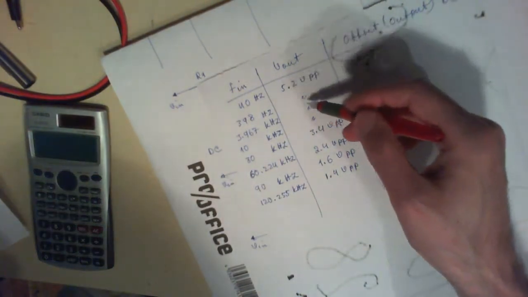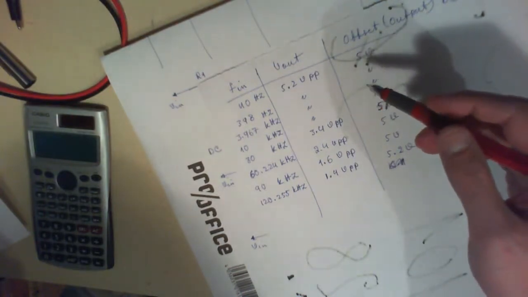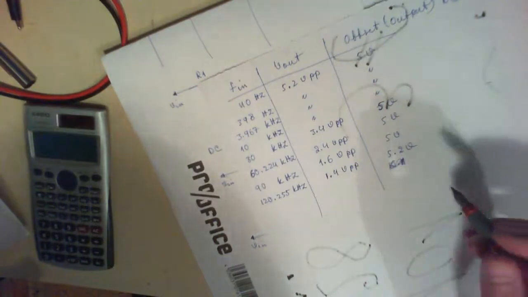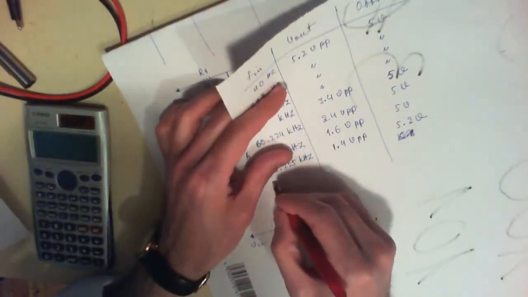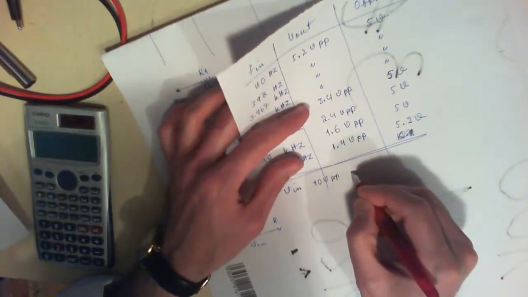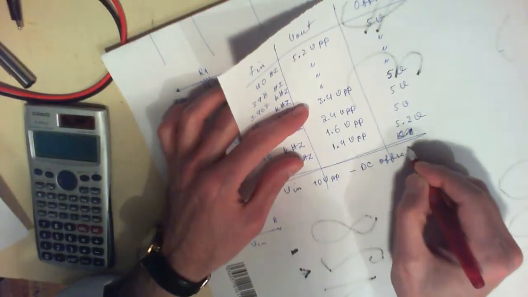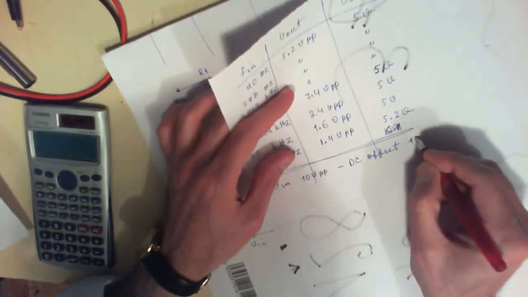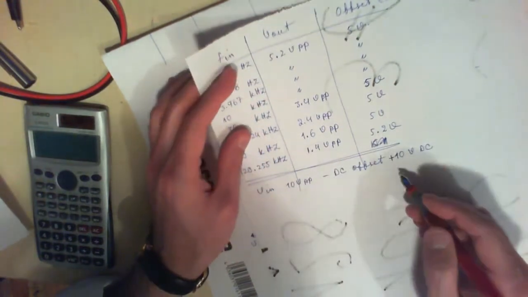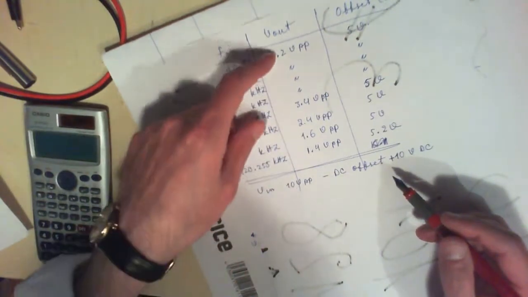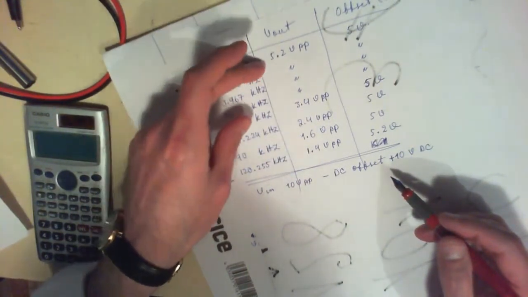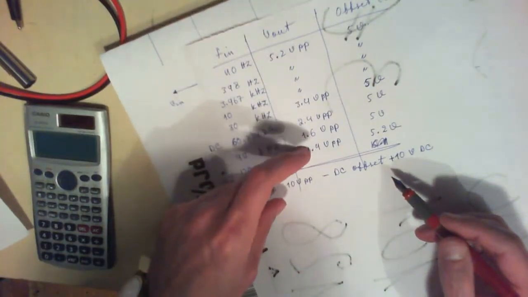But the change in the peak to peak voltage is important. Also, one more thing which is important is that the V in was 10 volts peak to peak, and the DC offset on that was positive 10 volts DC. You see that the peak to peak output voltage changes from 5 volts over here and goes down all the way to 1.5.